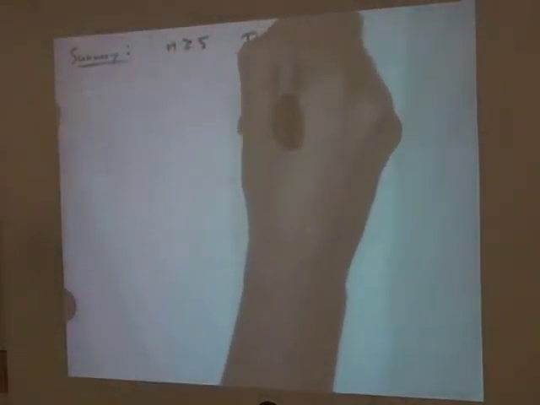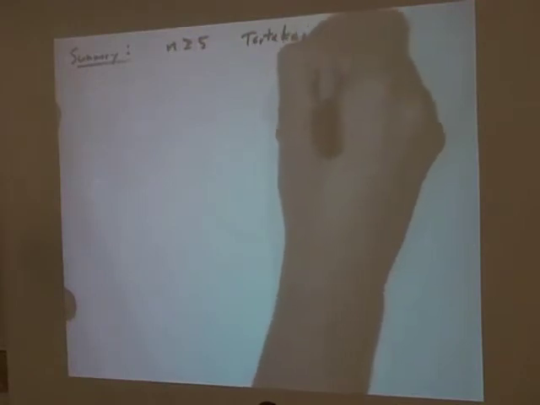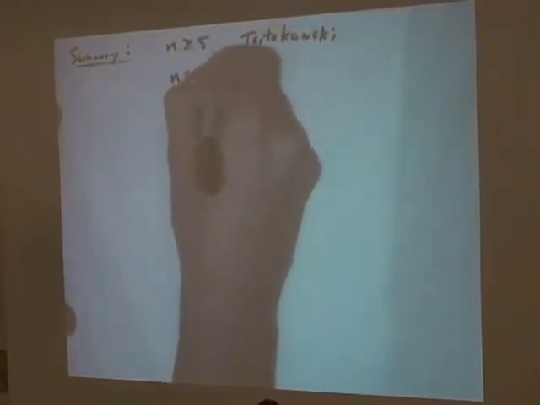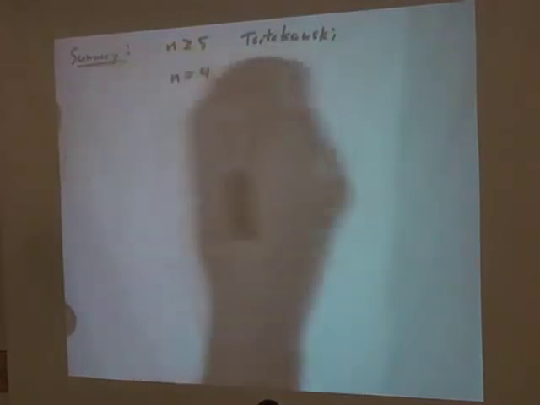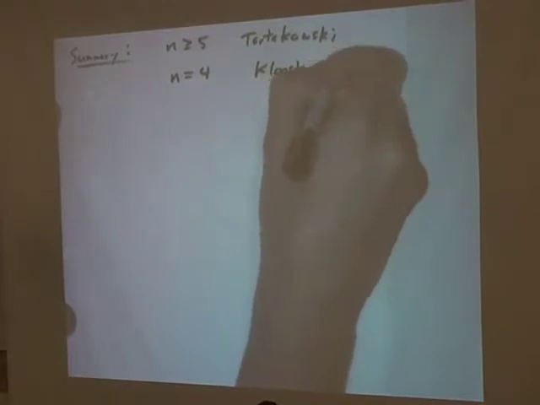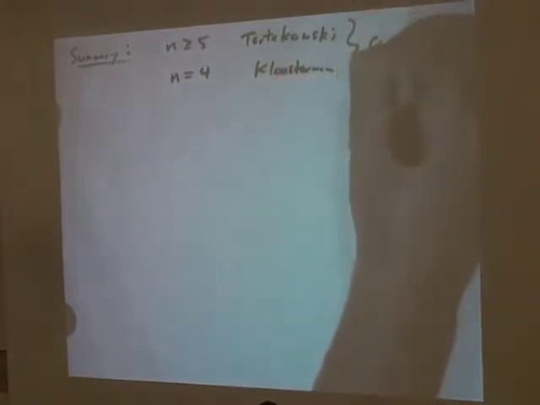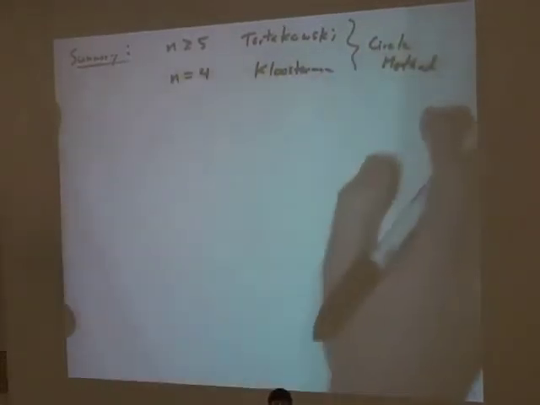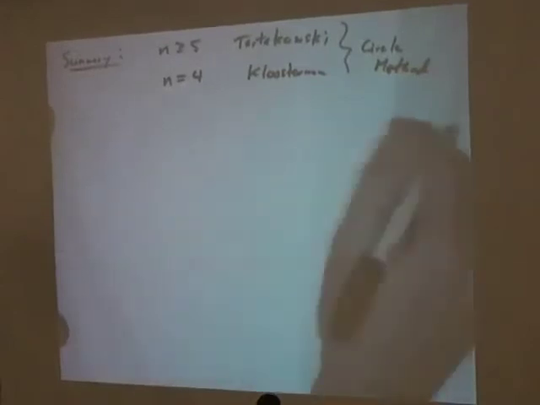n greater than or equal to 5 is Tartakovsky, which I'm definitely misspelling because it's a Russian name. n is equal to 4, so this is asymptotic results by Kloosterman. These are both by the circle method. The circle method is now, in terms of these results anyway, you can now see everything that they saw in terms of the theory of modular forms. Okay, so that's what we're seeing here.